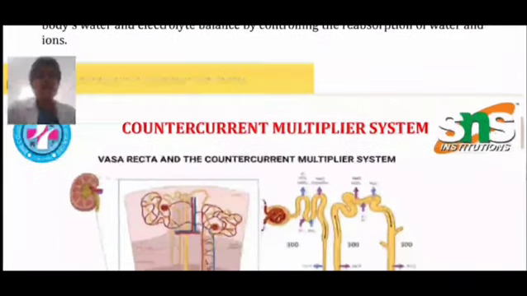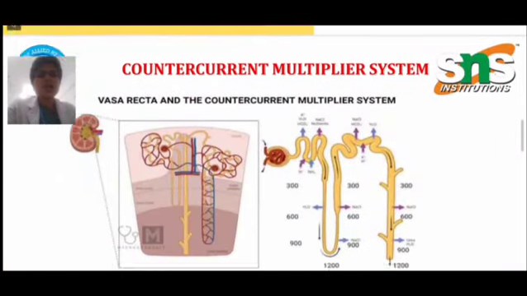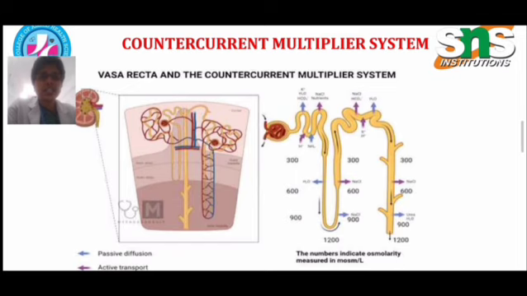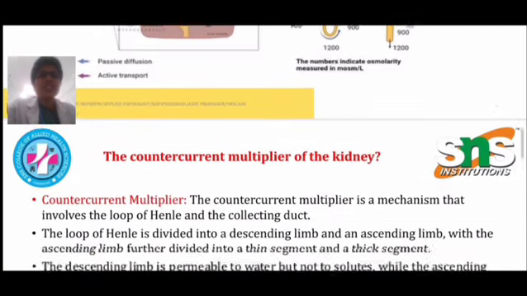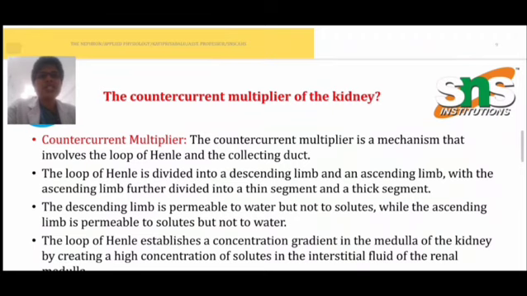Then the countercurrent. What does countercurrent mean? There is the vasa recta, with multiple collaterals and capillaries. The vasa recta and the countercurrent multiplier system. The countercurrent multiplier system is a mechanism occurring in the loop of Henle and collecting duct, both the thick and thin, ascending and descending loop of Henle, and the collecting duct.